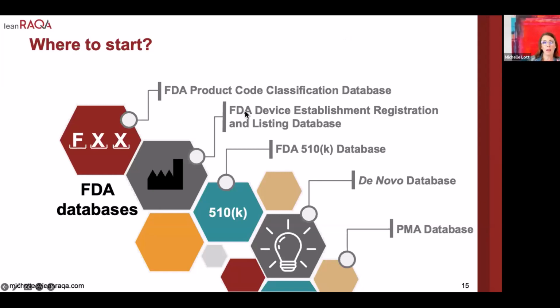I typically start my product classification with a product code classification database and do different keyword searches that involve my intended use and indications for use. It also has very helpful information about your competitors in the Device Establishment Registration and Listing database and the 510K database. And then there are others that are really helpful as you're formulating that early regulatory strategy. And again, this kind of sets the US market apart.